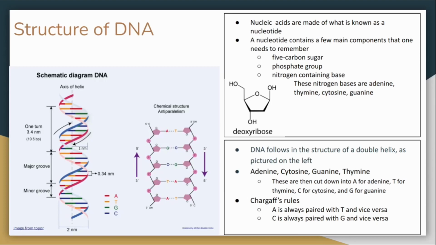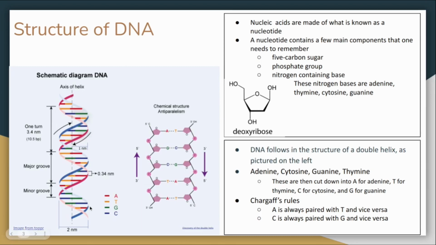Now, with the nucleotide, it has a few main components you need to think about. Here, a 5-carbon sugar, a phosphate group, and a nitrogen-containing base. Here's a little diagram of what these are right here. This is what a nucleotide is, essentially. Now we're going to start talking about these nitrogen-containing bases, because this is where some real interesting stuff goes on.